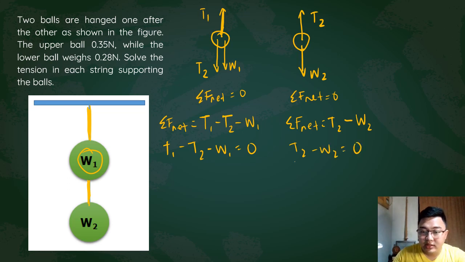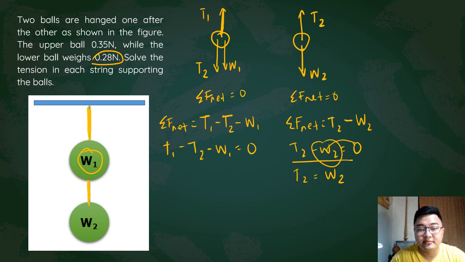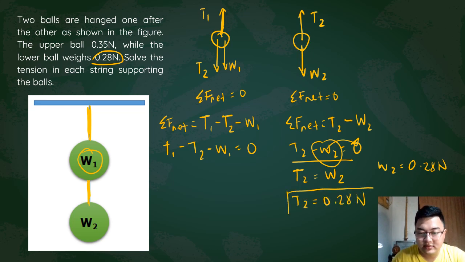Now in this equation, only tension 2 is unknown, because we know weight 2, and as stated in the problem, weight 2 is 0.28 newtons. Therefore, tension 2 is equal to weight 2 if you transpose this one. So if weight 2 is equal to 0.28 newtons, then T2 is also equal to 0.28 newtons. So now we know T2.